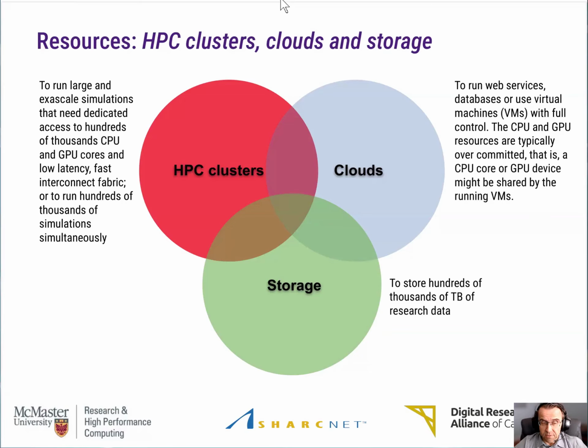The second type of hardware resource the Alliance provides is cloud infrastructure, which allows researchers to spawn or launch virtual machines. I'll discuss a bit more later how to do that and what kind of use of VMs might be. There's some limited amount of CPU and GPU resources available on clouds. But if you need lots of CPU cores and GPUs, you definitely should instead use HPC clusters. And of course, there is a need for storage for both clusters and clouds, so we also provide lots of storage for our researchers.